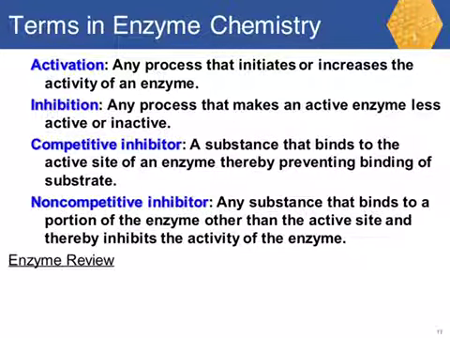These two next words are extremely important: competitive inhibitor and non-competitive inhibitor. A competitive inhibitor is a substance that binds to the active site of an enzyme and thereby prevents the binding of the substrate. Non-competitive inhibitor is a substance that binds to a portion of the enzyme other than the active site, so the apoenzyme portion, and thereby inhibits the activity of the enzyme.